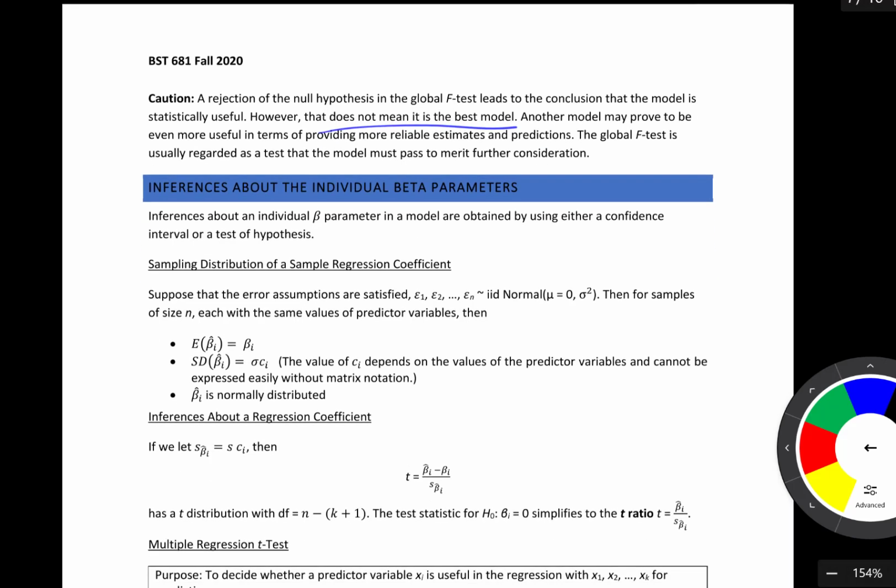Now, once we perform the overall test, that's when we can start looking at making inference about the individual beta parameters. But before performing inference about the individual beta parameters, you do always want to do that global F test as a first step.